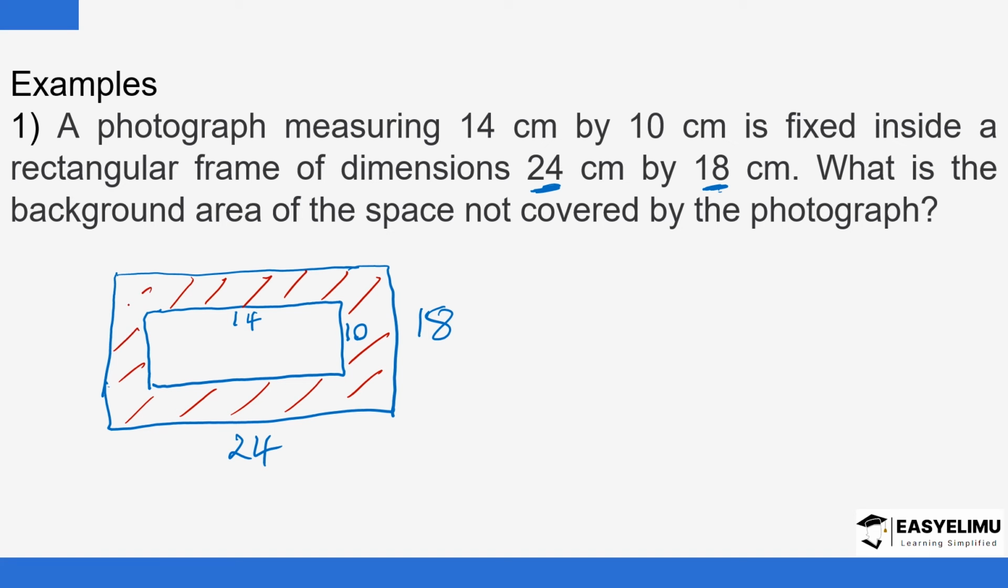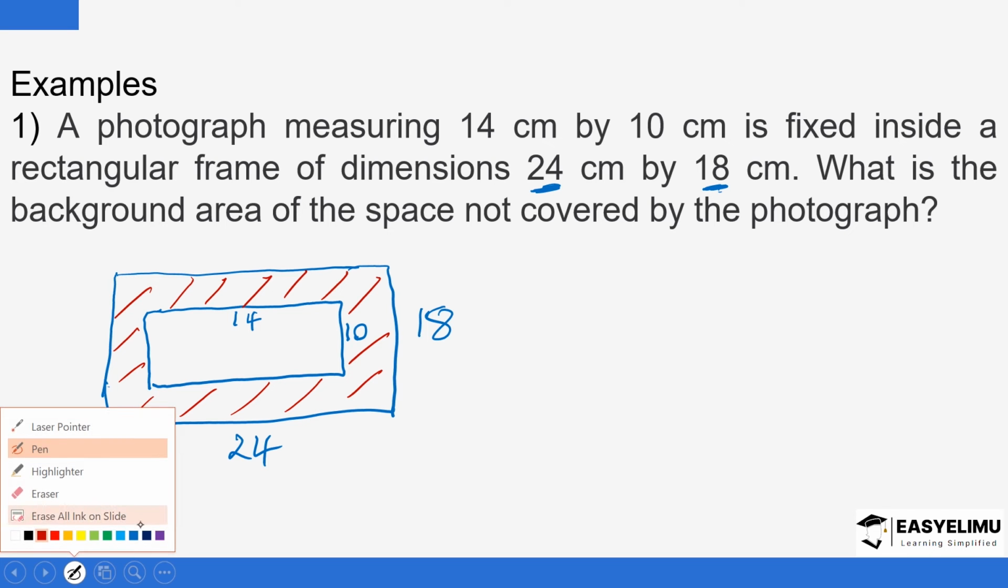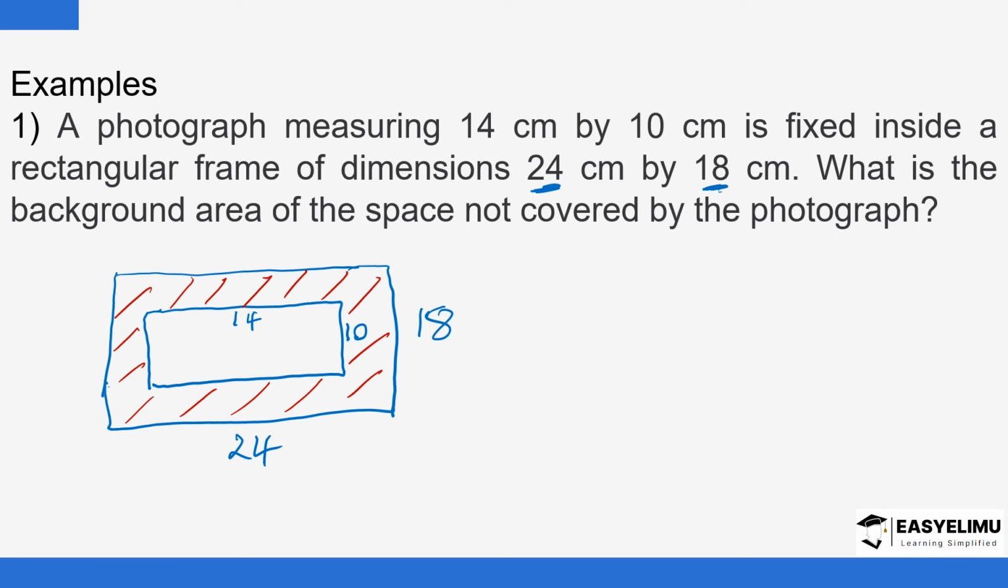So that is the shaded region. That is the area we are trying to find. So how do you do it? In simple terms, we'll just find the whole area minus the area of the unshaded. So maybe I can talk of A here being A1 minus A2. A1 here is the larger area, or the area of the frame, and A2 is the area of the photograph, the unshaded area.